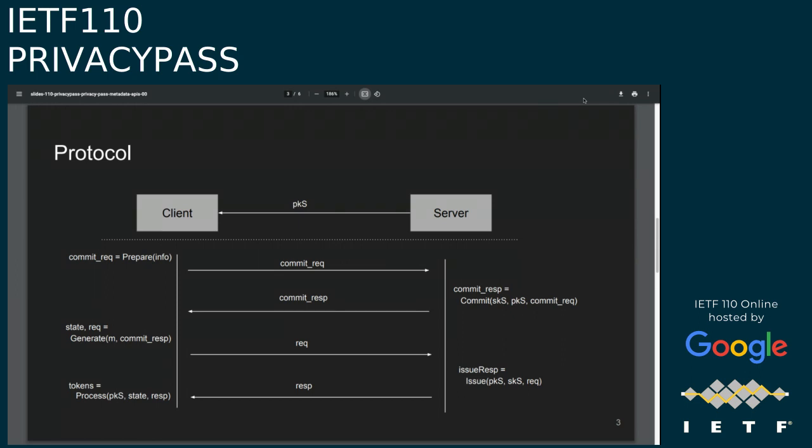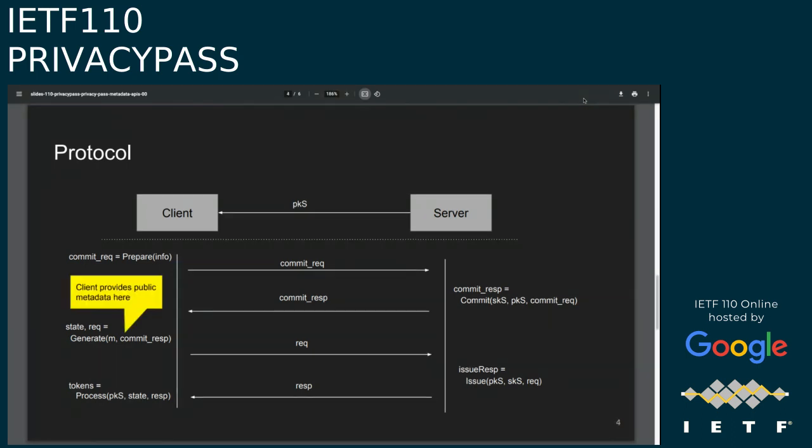So at a very high level there are 2 flows. The first is to get a commitment request and response, and then the second flow uses that commitment request and response to get some tokens. Before all of this runs, the client is expected to get the view of the server's public key out of band somehow. It could also be transferred in line, but for simplicity purposes, this is how we're describing it. Next slide.